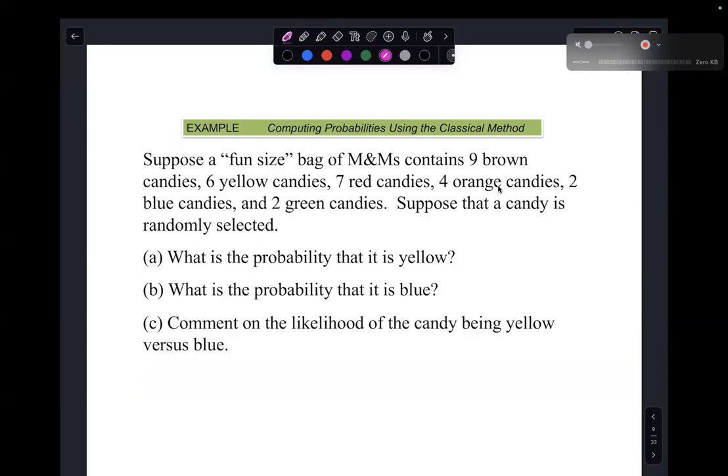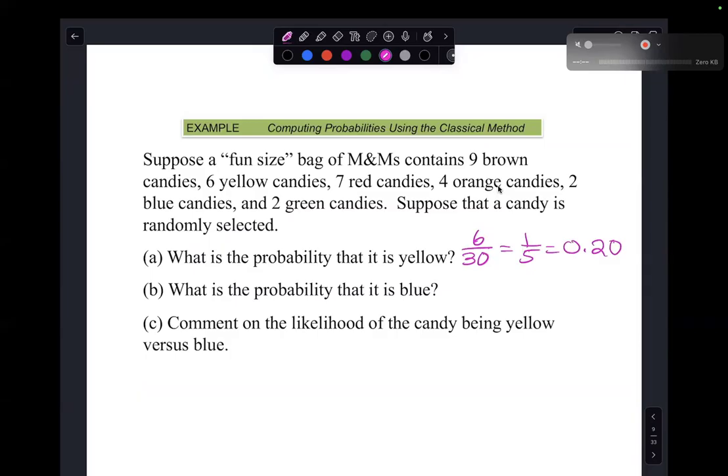And the number of yellows I have is, where's yellow? There's 6 yellows. So 6 yellows out of 30 candies. Out of the 30 candies, 6 of them are yellow. Therefore, we have a 1/5 chance or 20% chance of pulling a yellow out of the bag. So the probability it's yellow is about 20%.